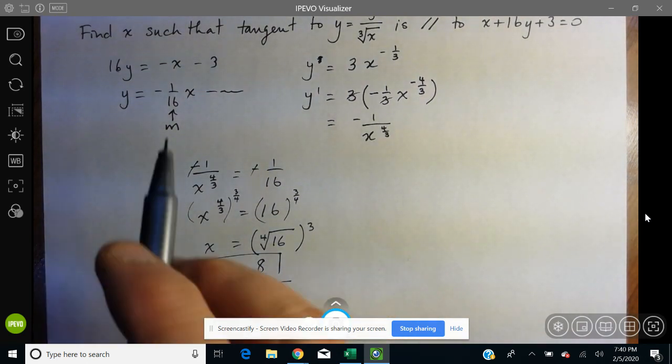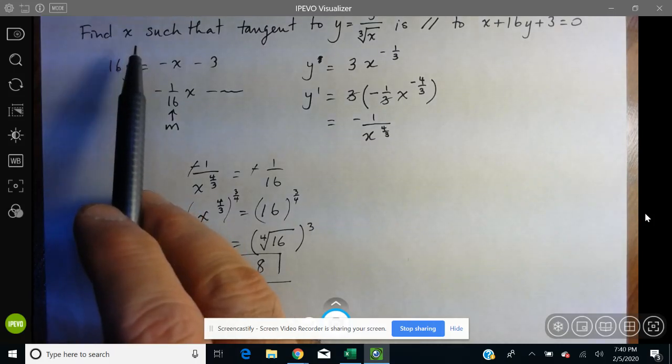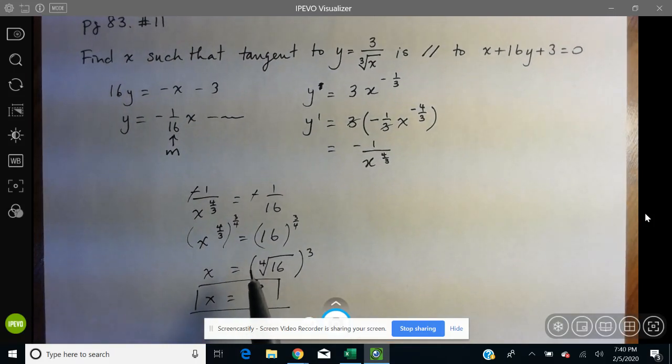I'll go back and check. Since they're only looking for the x value, I don't need to find the equation of this tangent line. I don't need to find the point. If that's what they were asking, I would continue on. But all they want is the x value.